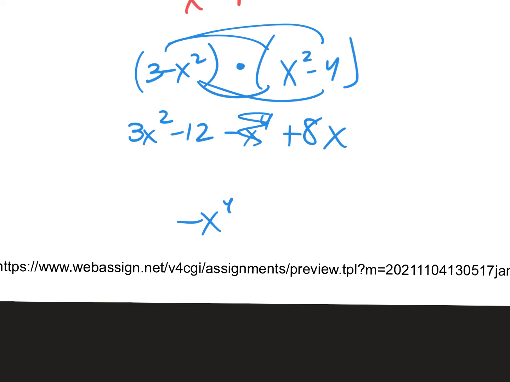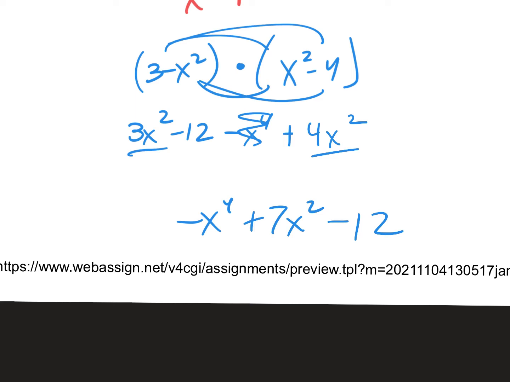Plus 3x. Wait, where did you get negative? Plus 4x squared. Yes, thank you. Yeah, this should be 4x squared, right? Instead of putting the squared, I multiplied the 4 and 2. All right, so we have negative x to the fourth. What happens with my 3x squared and my 4x squared? Becomes 7x squared, and then what? Minus 12.